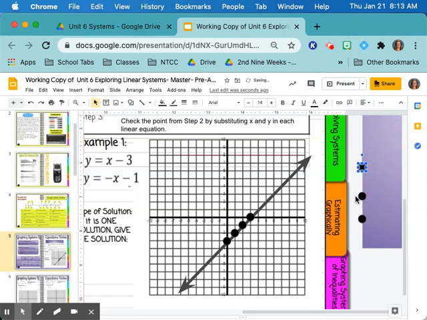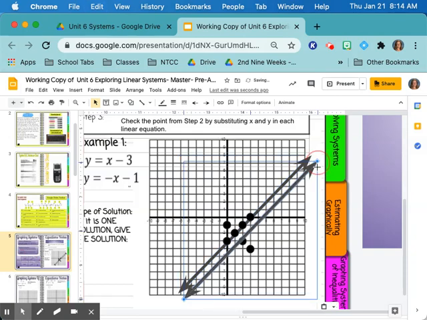Okay, the next one, our y-intercept is at negative 1. Now we're going to go down 1 over 1, down 1 over 1. I'm going to copy and paste this line. Control-C, Control-V.